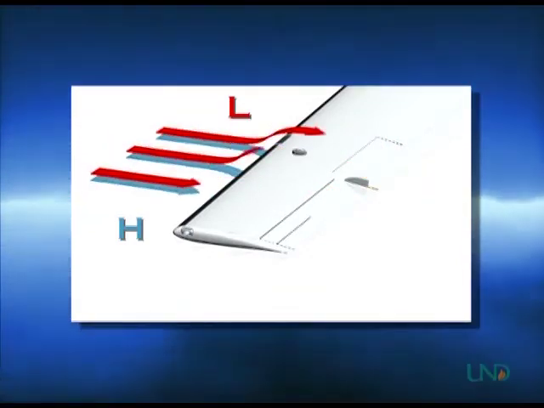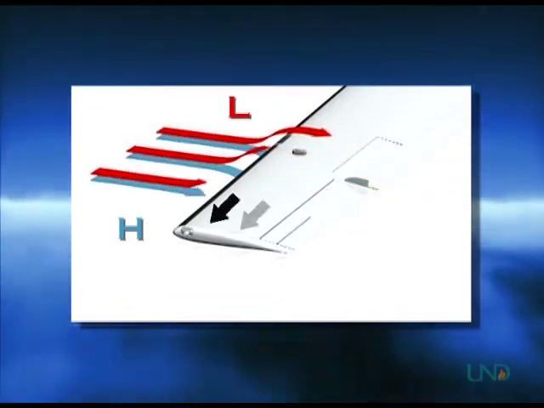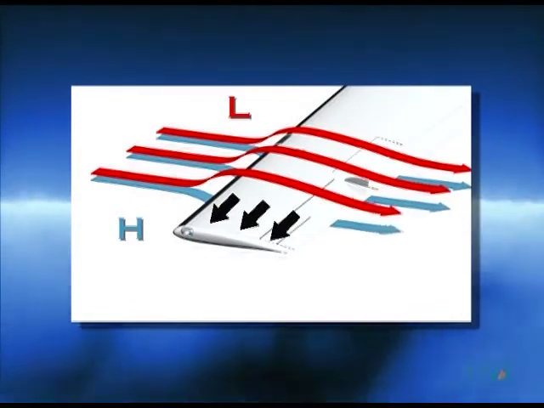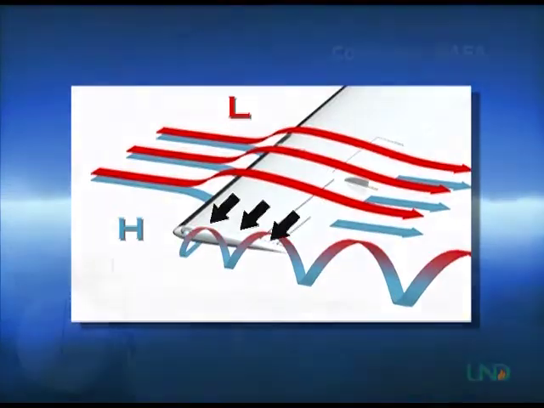However, air doesn't just flow straight over the wing surface, it also flows down the length of the wing as it moves through the air. When the low pressure air from the upper wing surface meets the high pressure air from the lower wing surface at the wingtip, a vortex forms.